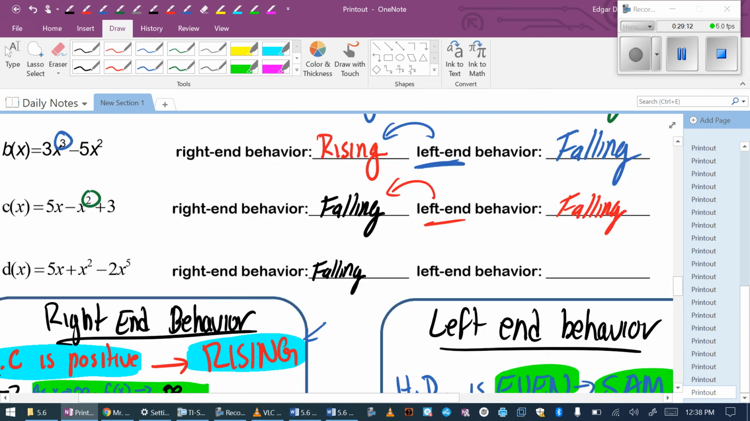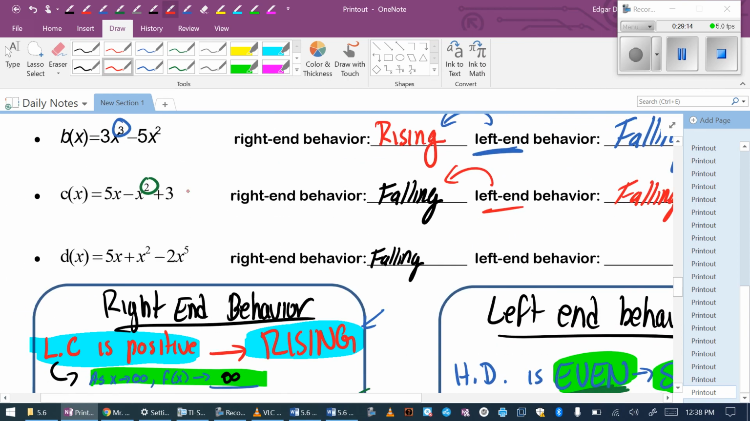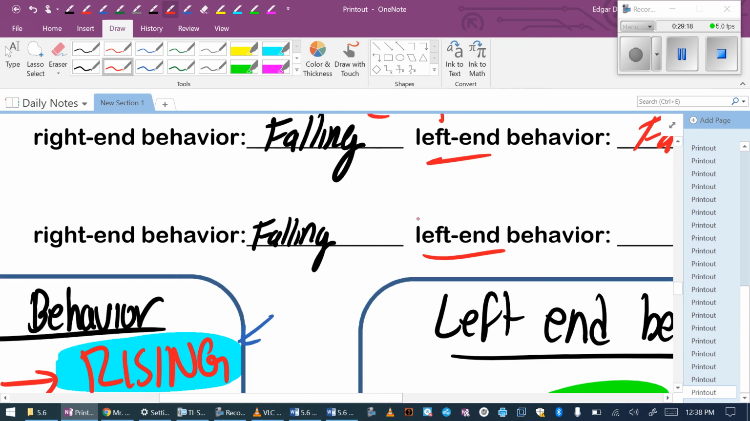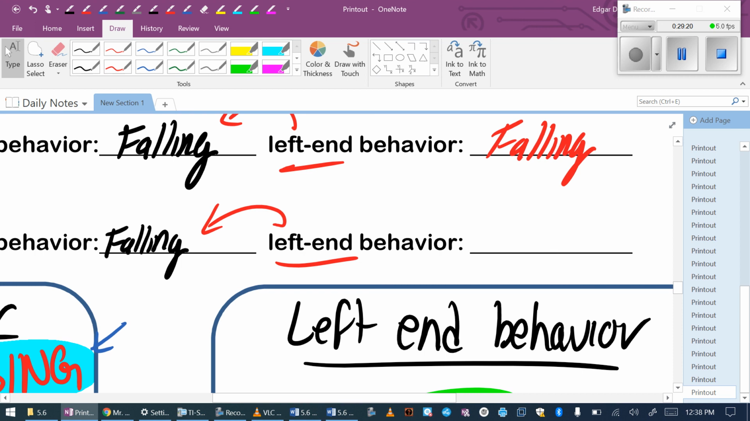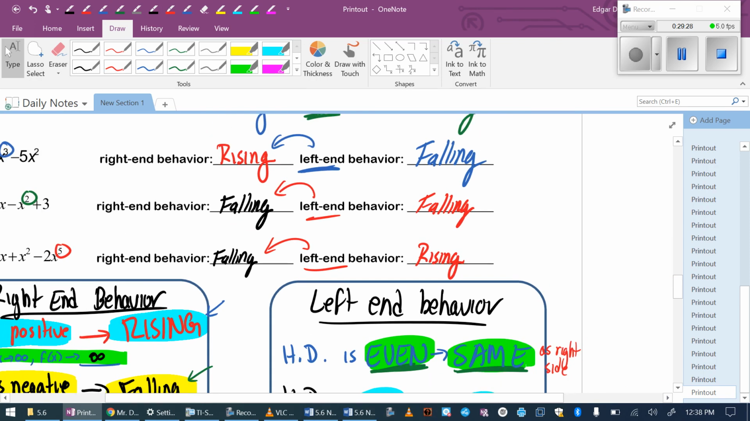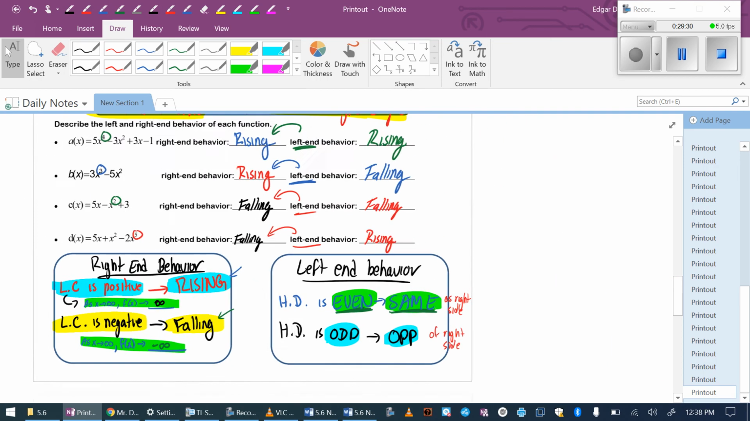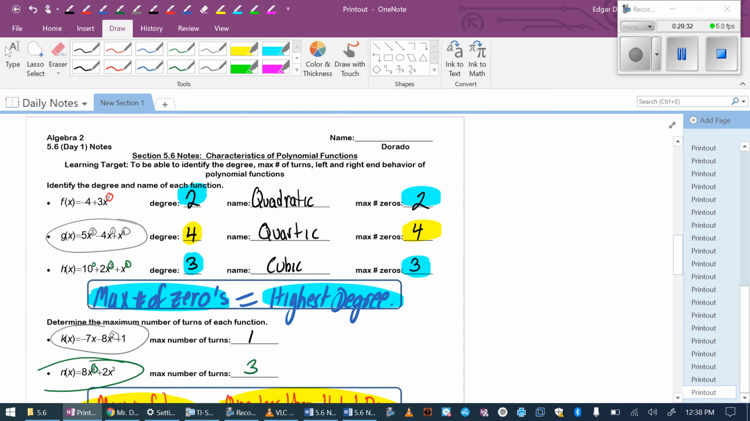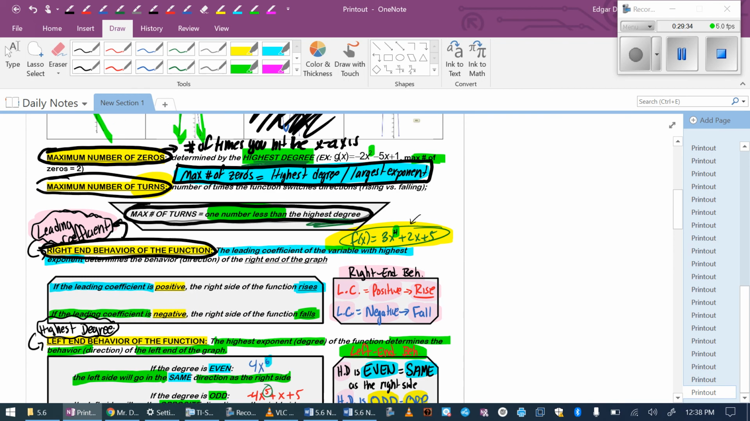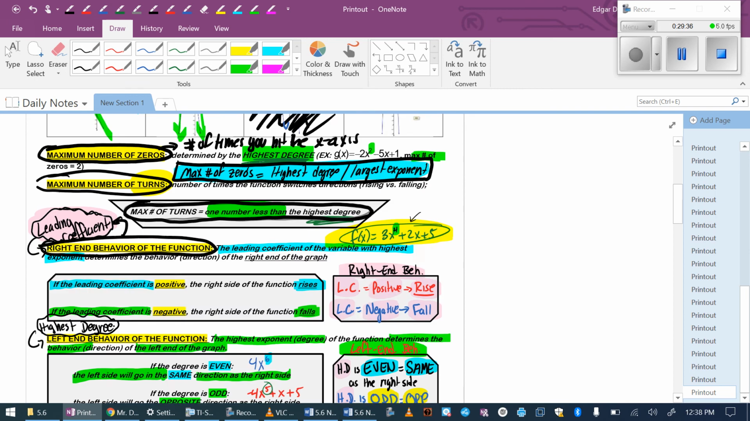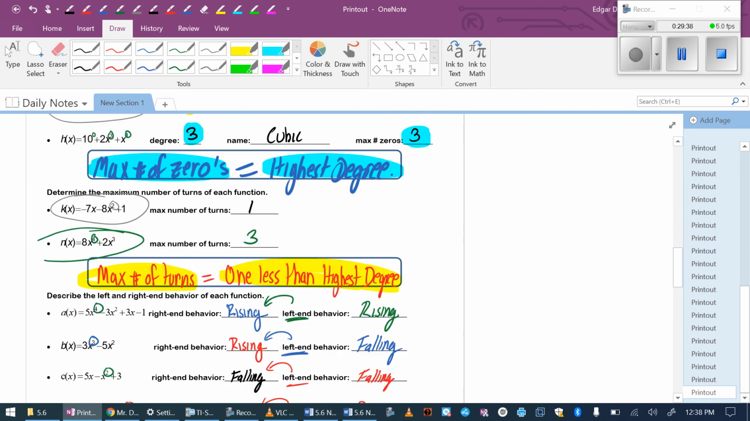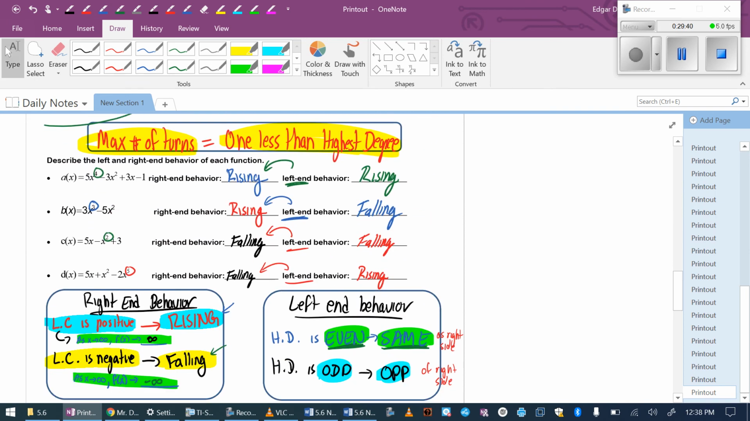And finally, for d of x, highest degree here was 5. 5 is odd. Odd says to do the exact opposite of what the right side did. So it's going to be rising. So a lot of information here, guys. It was kind of a long video, and I apologize for that, but at least I got a lot of the foundation of what you're going to need for the next 2 lessons. So go ahead and pause the video at different times, guys, if you're still a little bit confused, but this is definitely an important one to be able to tackle the remaining sections.